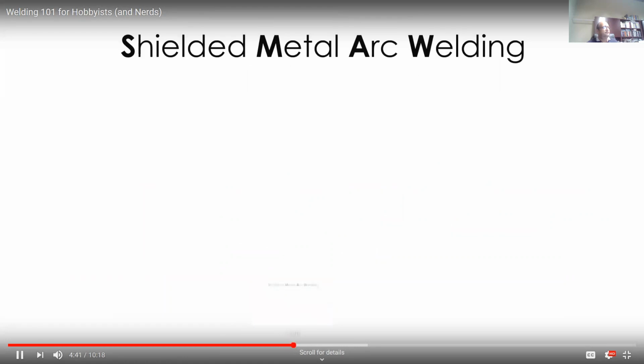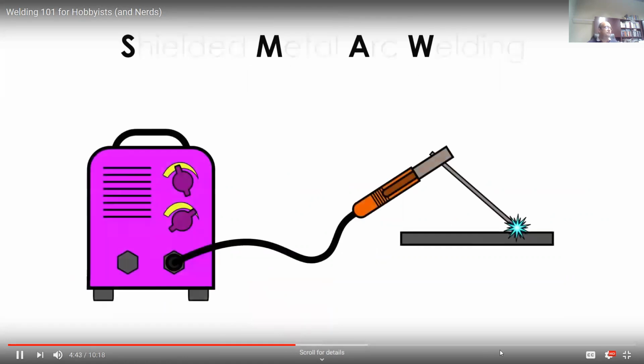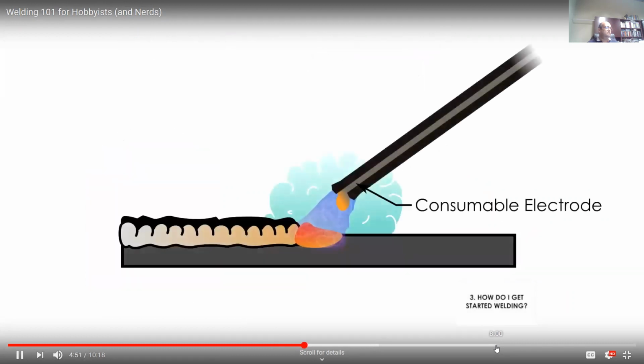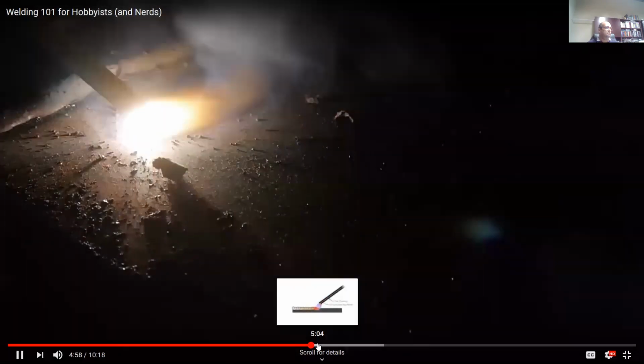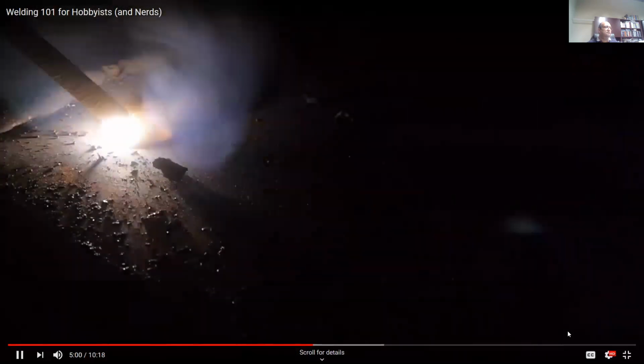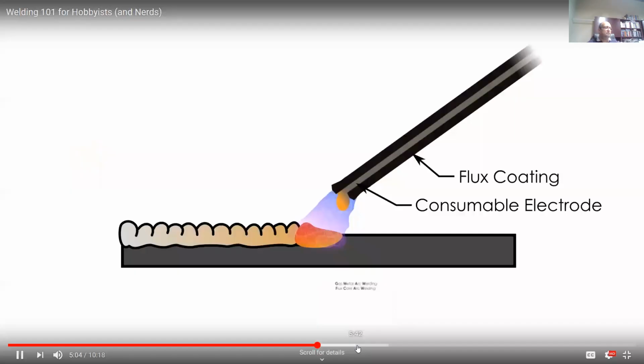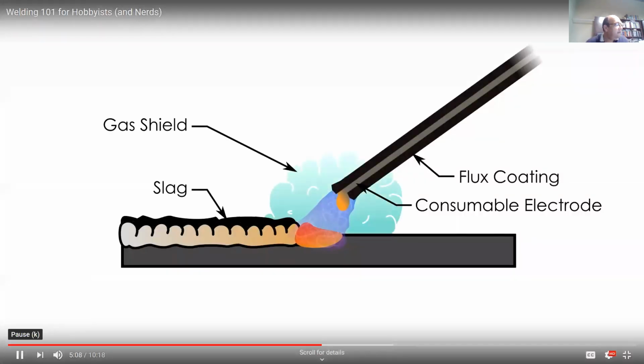Probably the most common type of welding is shielded metal arc welding, also known as stick welding. This process uses a power supply to maintain an arc between the electrode and base metal. In stick welding, the electrode is also the filler metal, and it's surrounded by flux which melts during the welding process. When an arc is struck, the heat generated melts both the base metal and the electrode, causing them to fuse together. The flux coating also disintegrates, generating a shielding gas.